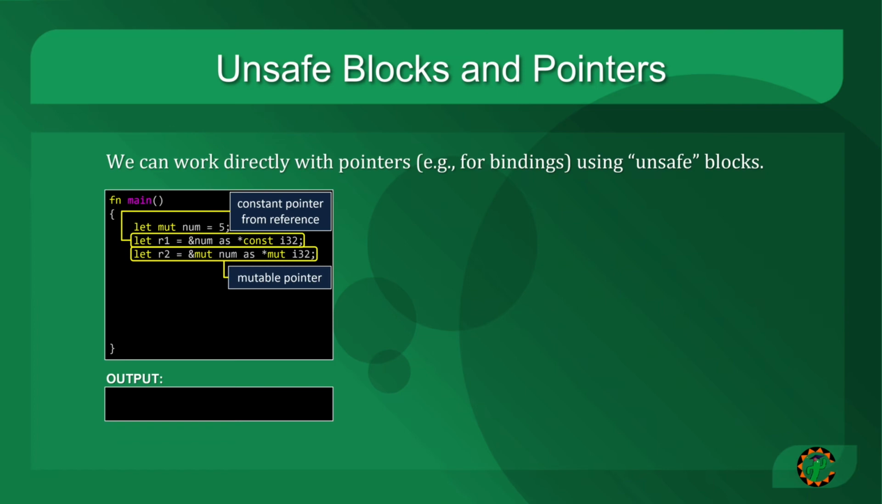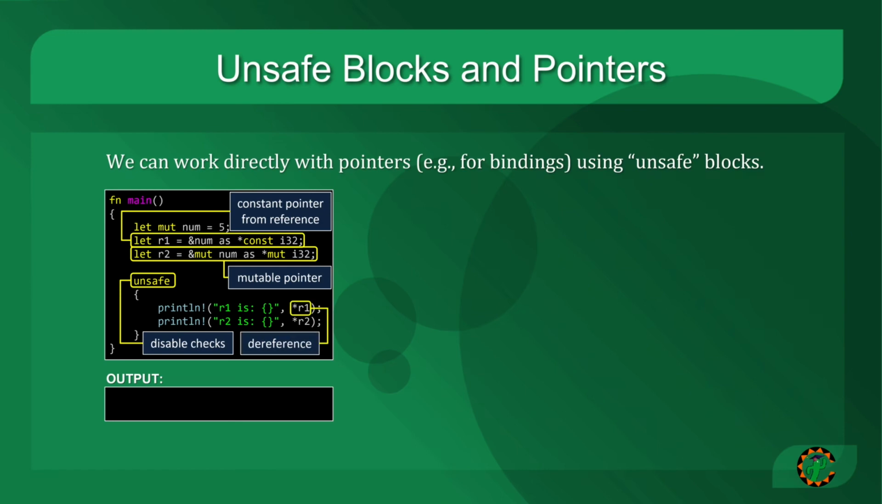With our variables set up, we open an unsafe block. Checks will be disabled for all operations within the unsafe section, so we should try to minimize code therein. Within the block, we are accessing the pointers to print the values they store. To do so, like in C or C++, we must dereference the pointers, in other words, access their values rather than the memory addresses they hold. As a result, the original value of 5 is printed via both pointers.